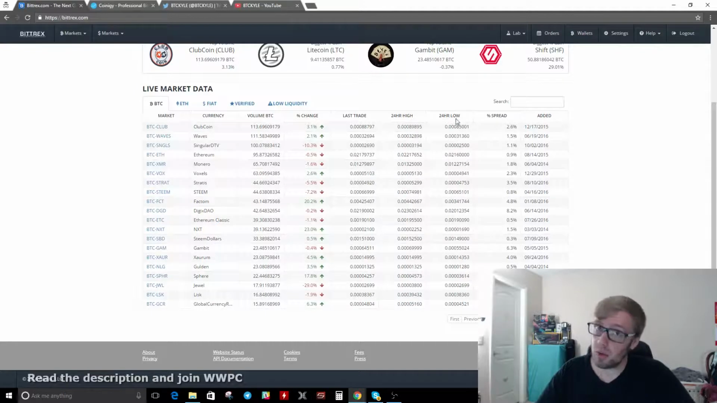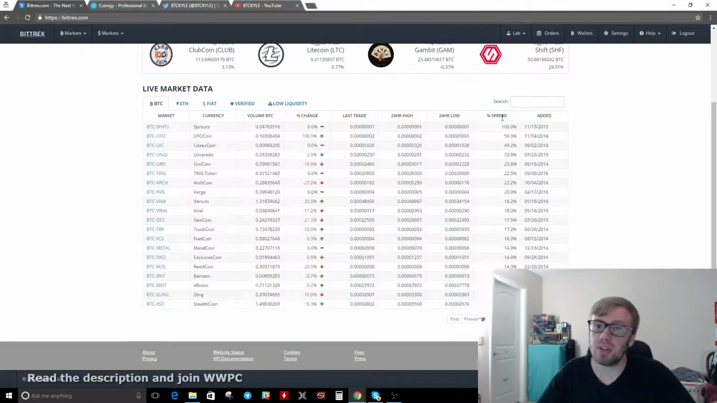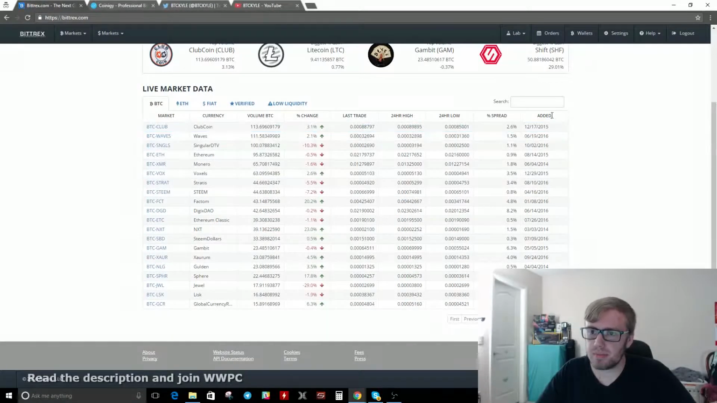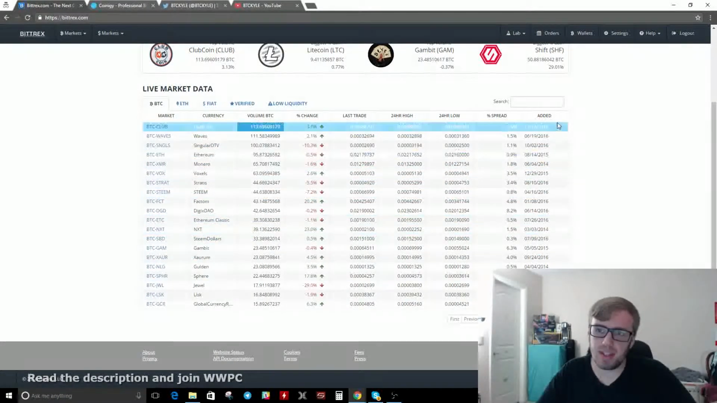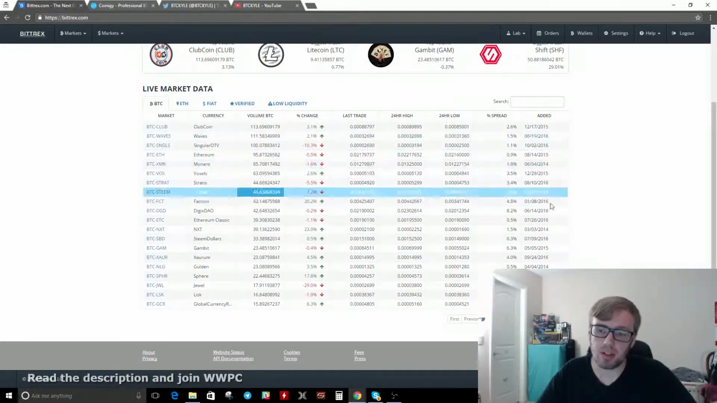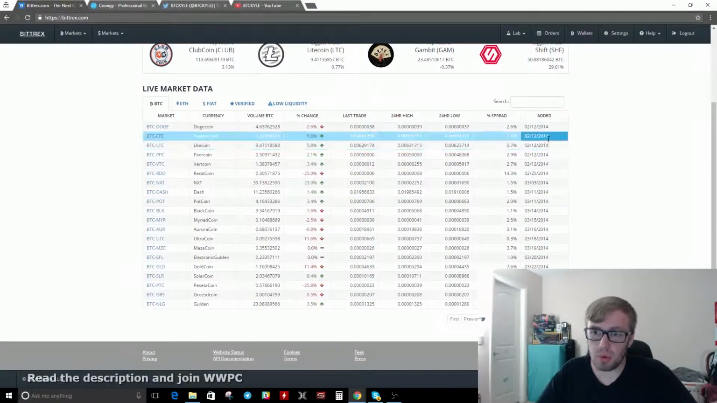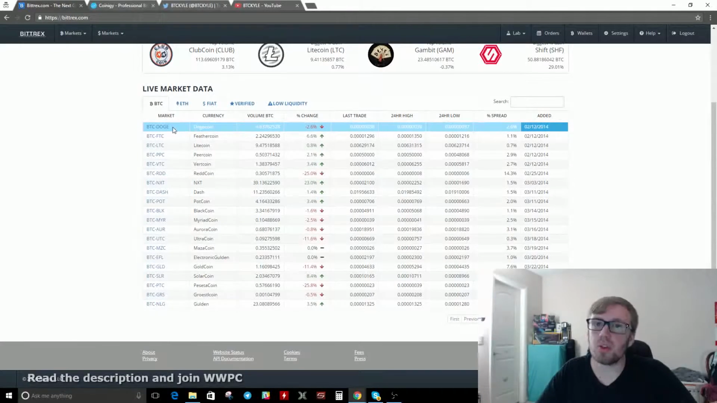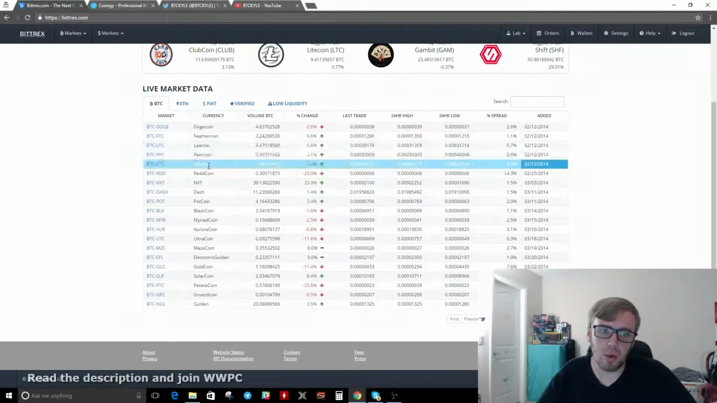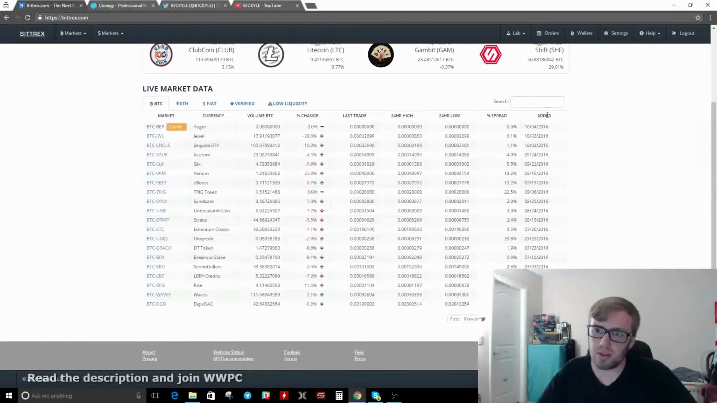24-hour high, 24-hour low, percent spread. I'll go over that in just 1 second. And then simply just the date that it was added to the exchange. And it's kind of cool to see. You can see a lot of the older coins in 2014. You have Dogecoin, Feathercoin, Litecoin, and it kind of just goes up from there.